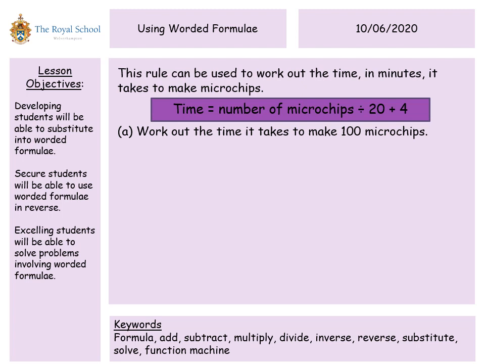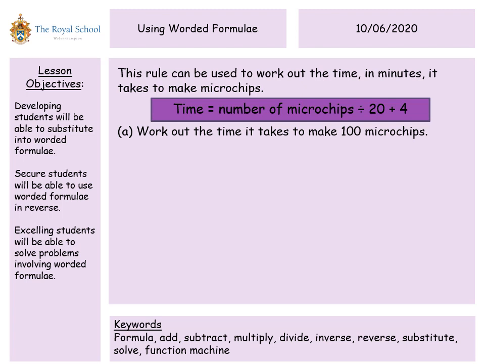So we can now have a look at other rules as well, and you might want to work ahead. So this rule is used to work out the time in minutes it takes to make microchips. So the time is the number of microchips divided by 20 plus 4. So work out the time it takes to make 100 microchips. If you'd like to work ahead, you could pause the video. If not, I'm going to be going through the answers to this now.